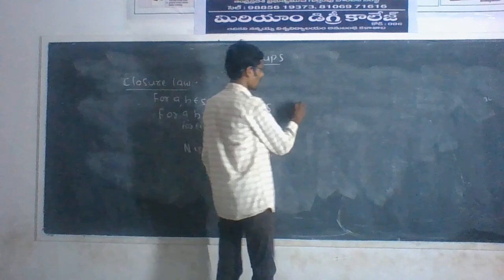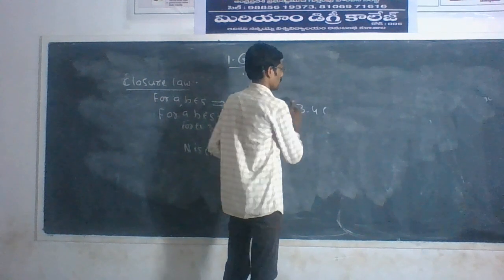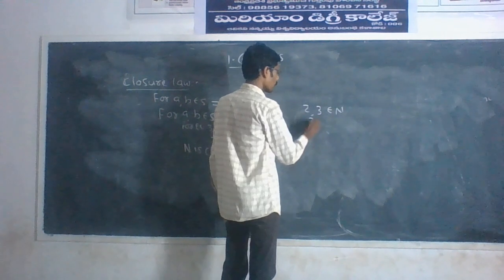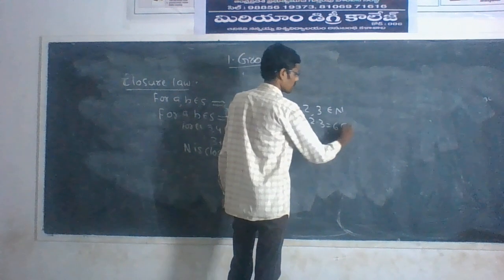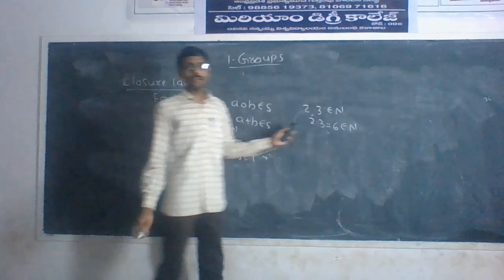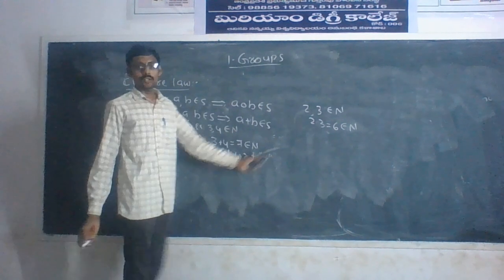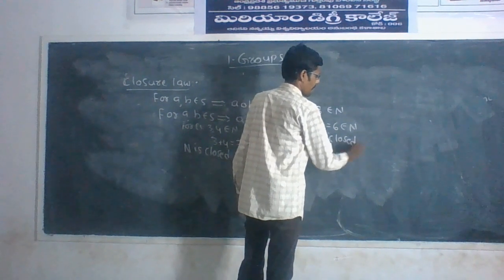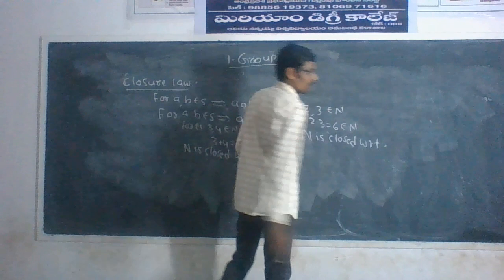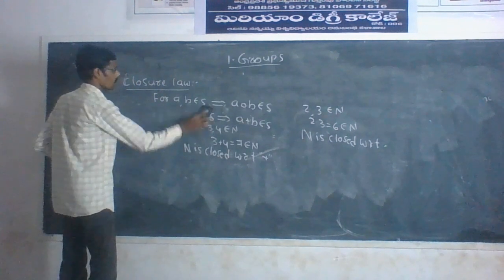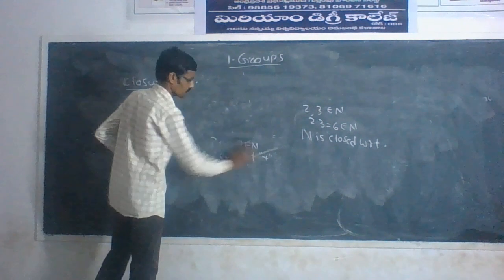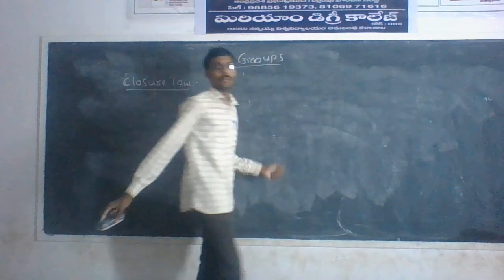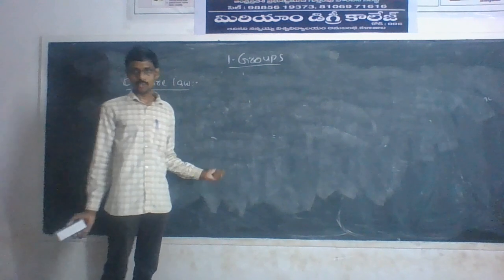Another example: 2, 3 belong to N. Multiplication, 2 into 3 is equal to 6, and 6 belongs to N. That is called N is closed with respect to dot. This is called closure law. A, B belong to S implies A circle B belongs to S. In additive notation, A plus B belongs to S.